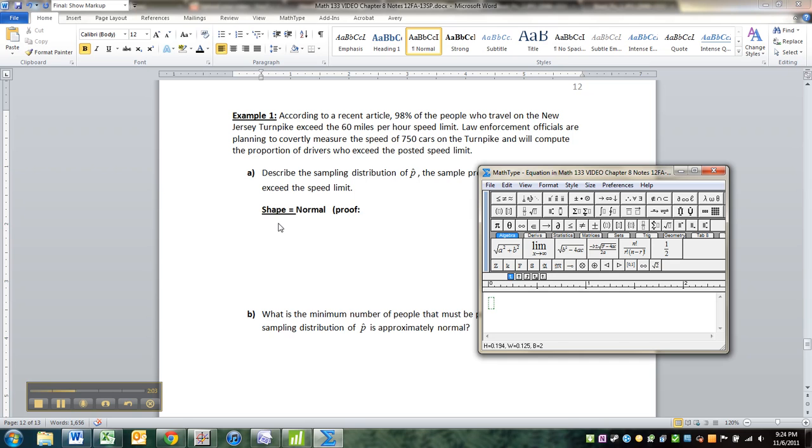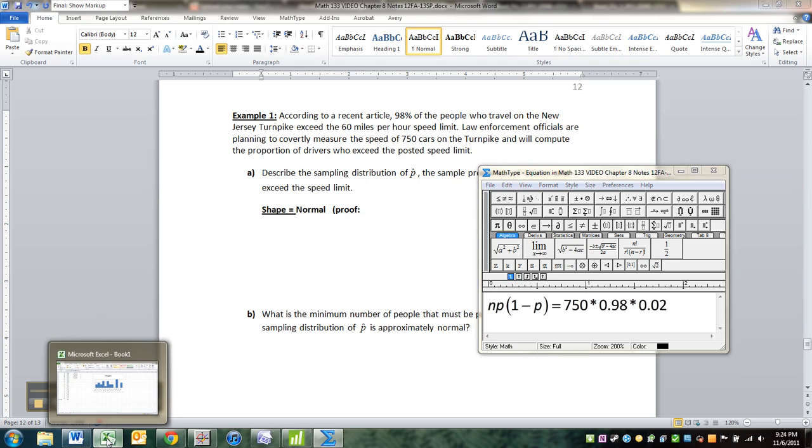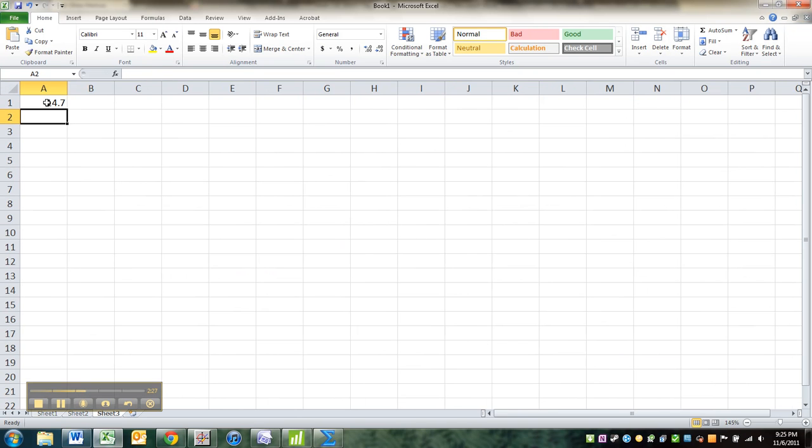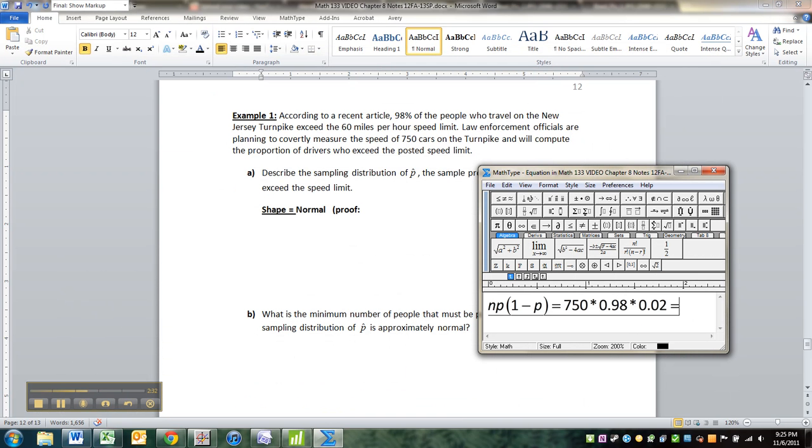Okay, so I need n times p times 1 minus p to be greater than 10. All right, that's 750 times 0.98 times 0.02, which according to Excel is 14.7. Huzzah! Bigger than 10. That's all I really wanted. It equals 14.7, which is greater than 10.